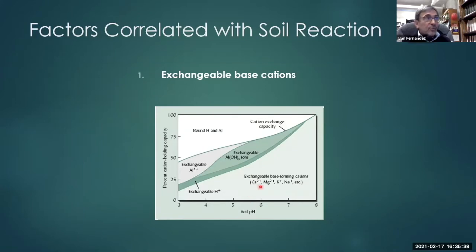That's all this is showing you: as pH goes up, the amount of these exchangeable base cations increases. We call it base saturation increases, meaning they're more available, they're more dominant, and there's less acidity around. And that correlation is really, really strong.